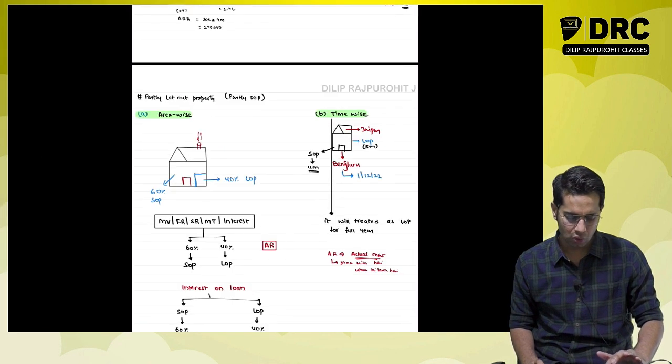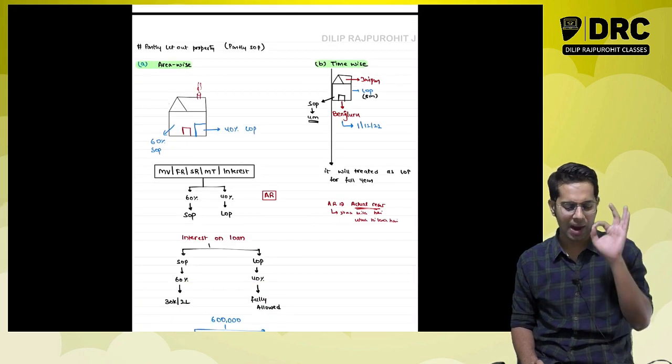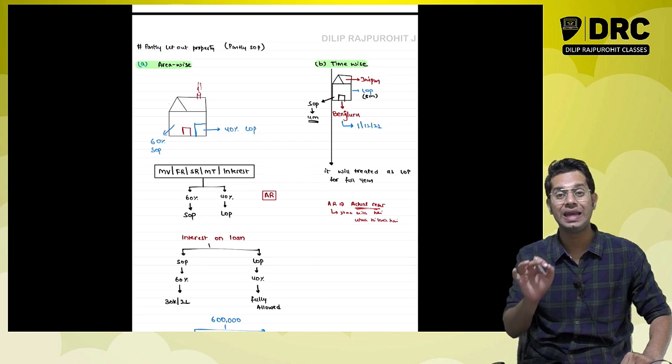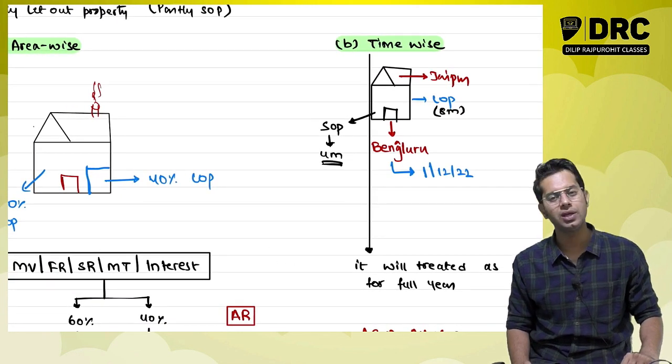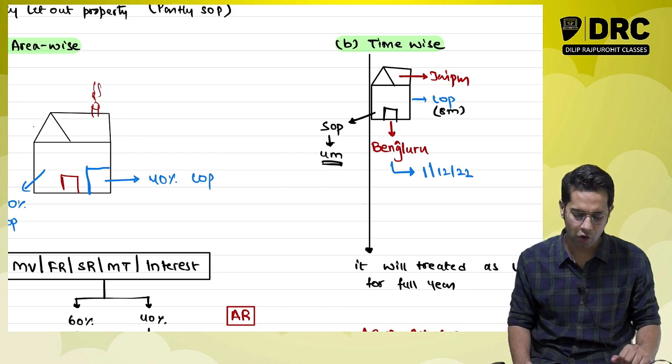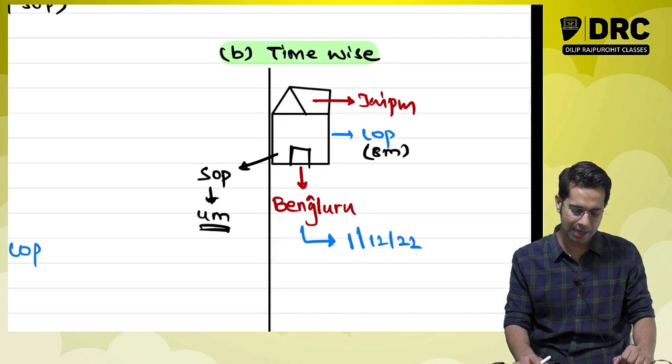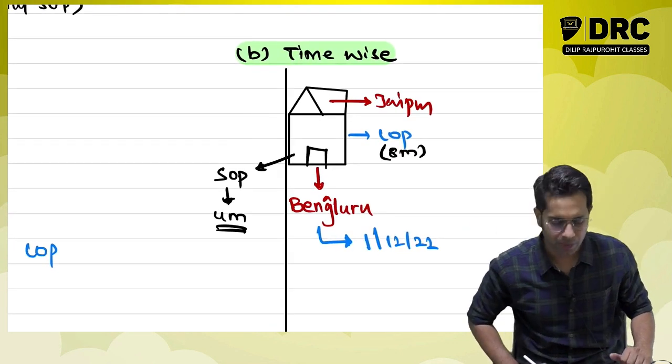This was with respect to partly let out and partly self-occupied area wise. Now, what if my property is partly let out, partly self-occupied, time wise? Say for example, I have a house property at Jaipur.